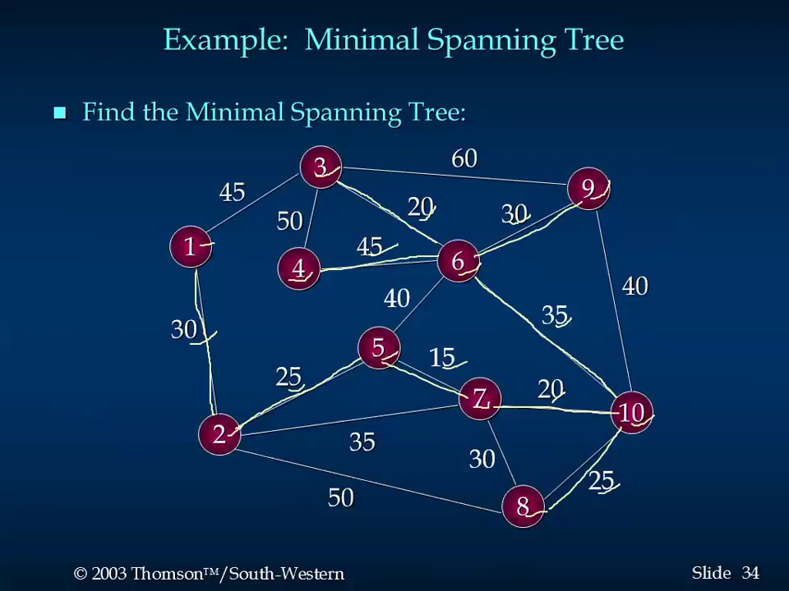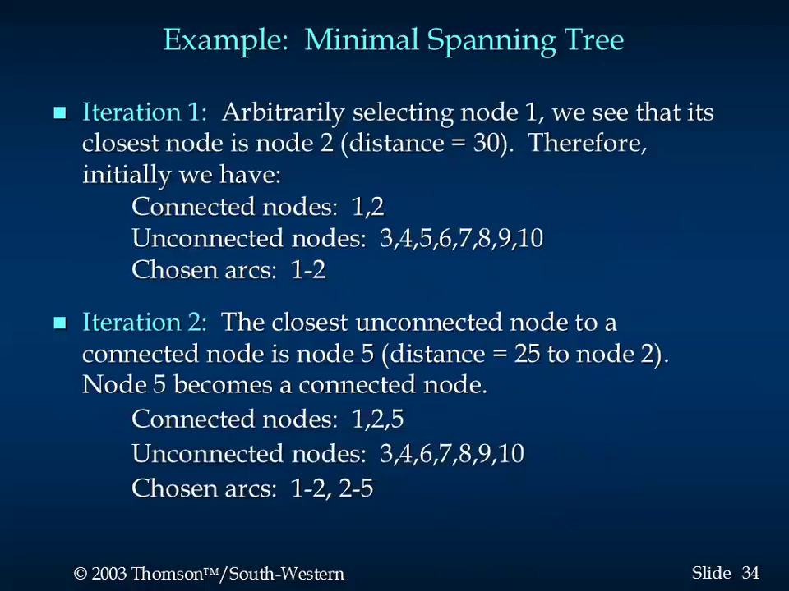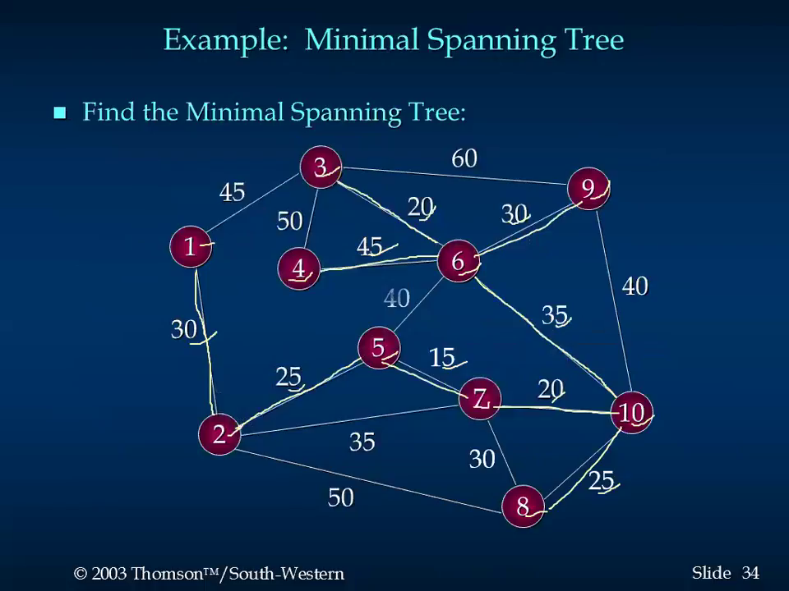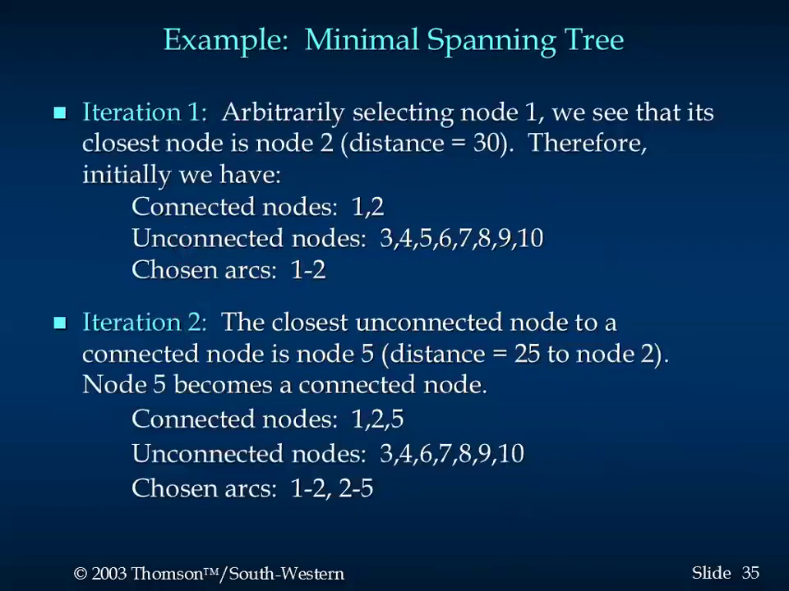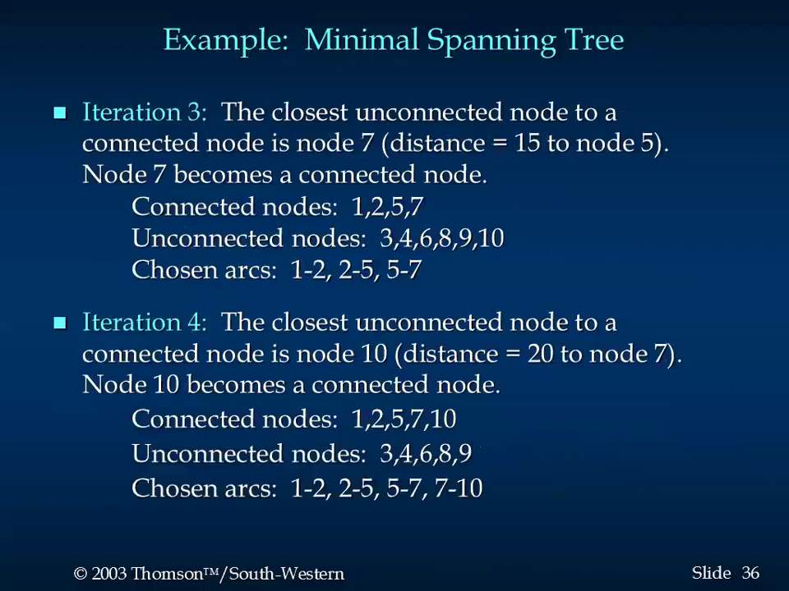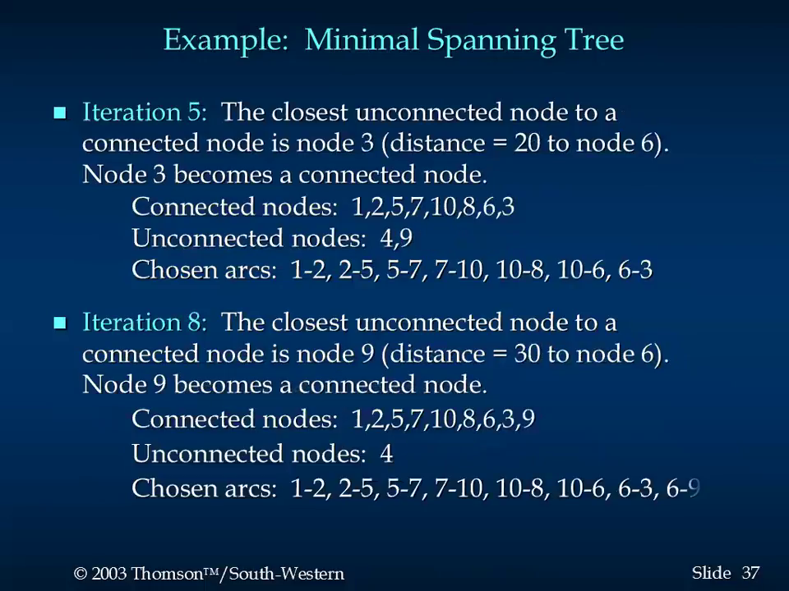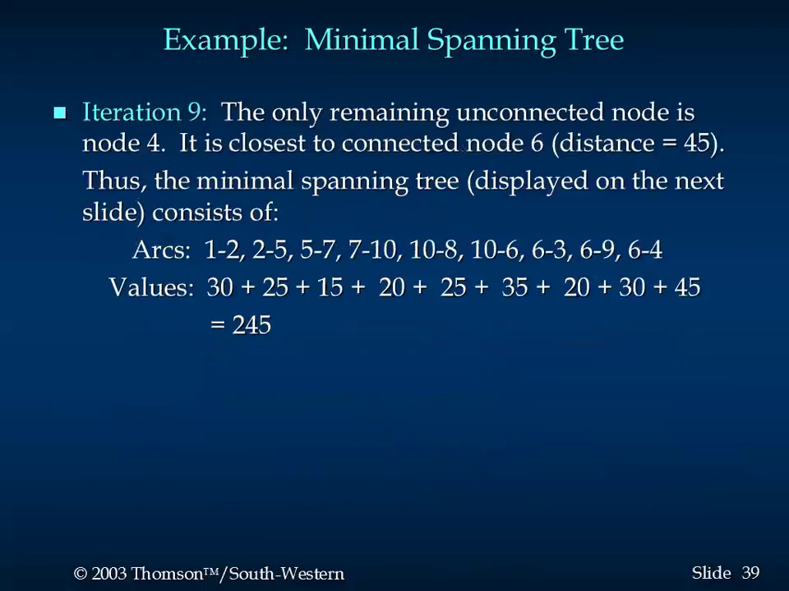Of course, they've done it also step by step here. So first, take node 1 as my initial node, and the closest node is 2, distance 30. So connected nodes are 1 and 2. Then the next node closest to 1 or 2 is 5, which is a distance of 25. So now 1, 2, 5. Next one is 7, which is a distance of 15 from node 5. Then 10, which is a distance of 20, and so on. We've already discussed all of this.